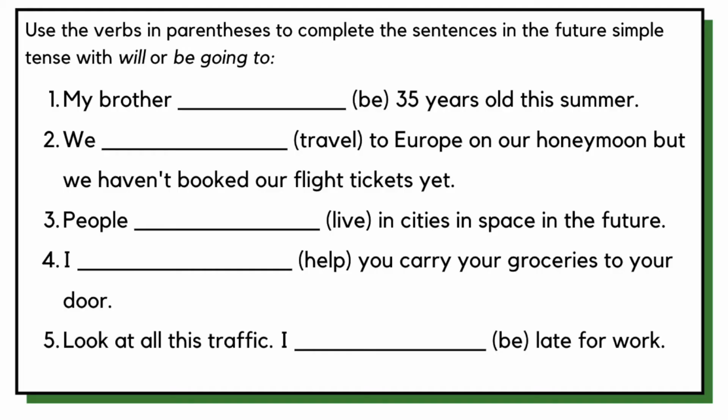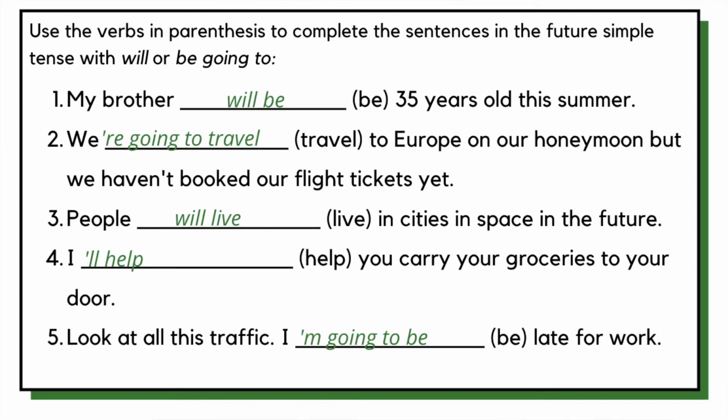Let's check our understanding. For these exercises, use the verbs in parentheses to complete the sentences in the future simple tense with will or going to. Pause this video as you do your work. Let's go over our answers together. Number 1 says, my brother will be 35 years old this summer. Number 2 says, we're going to travel to Europe on our honeymoon, but we haven't booked our flight tickets yet. You could also say, we are going to travel.